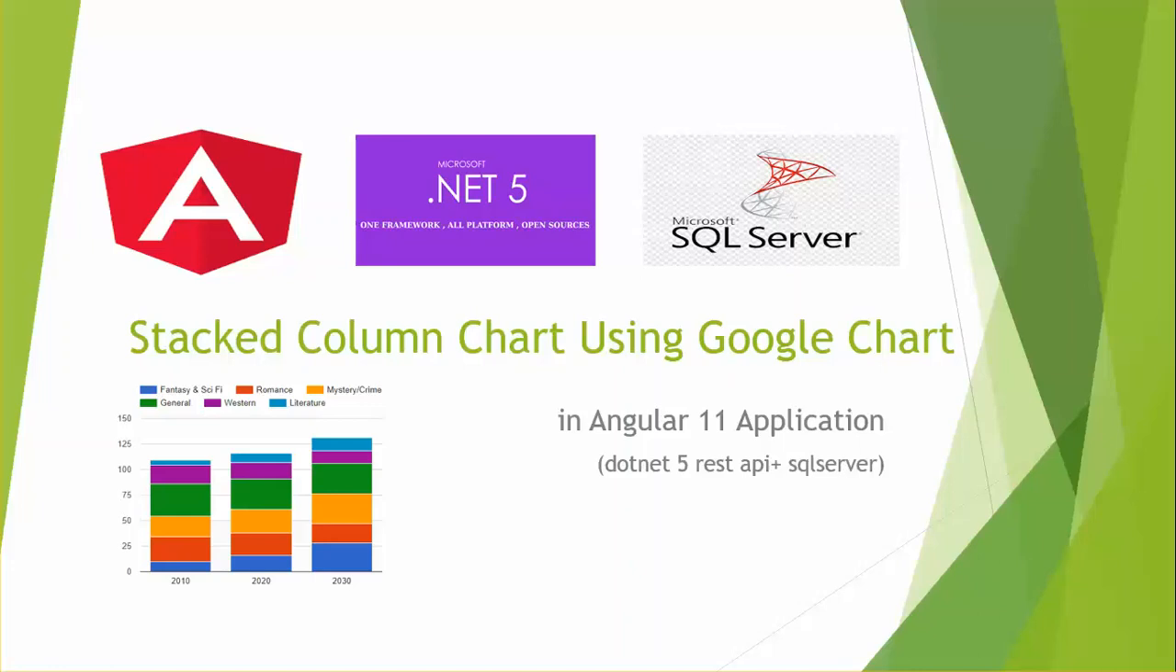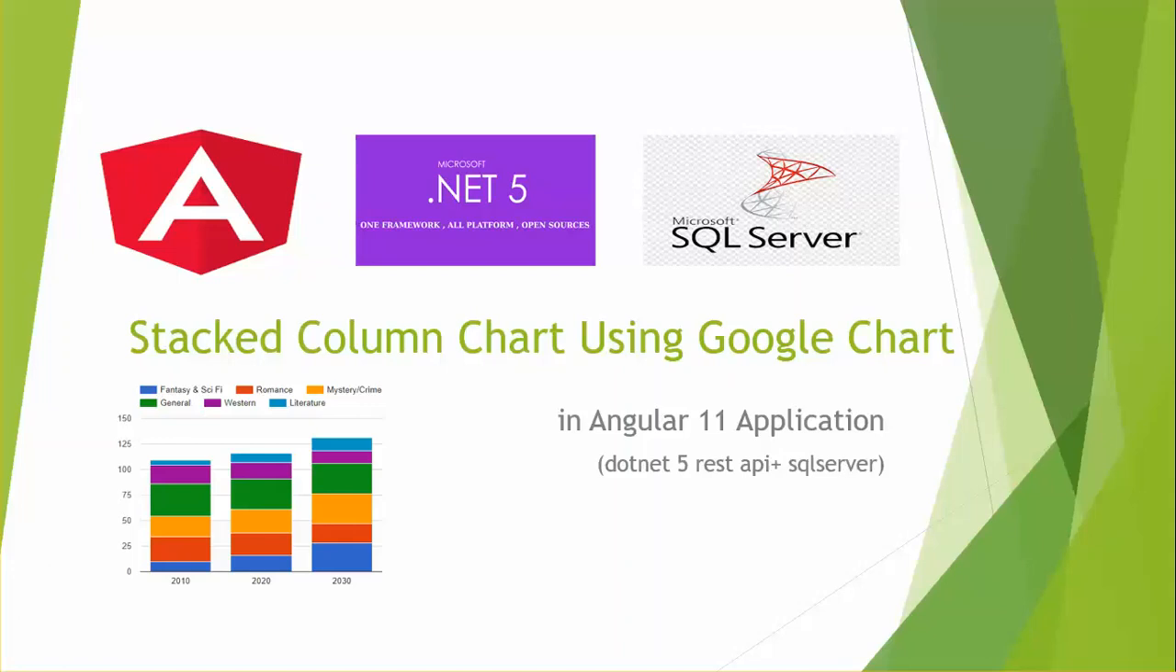In this video, I will show how to visualize a stacked column chart in an Angular application using the Google Chart library. A stacked column chart is a column chart that places related values atop one another. If there are any negative values, they are stacked in reverse order below the chart's baseline.